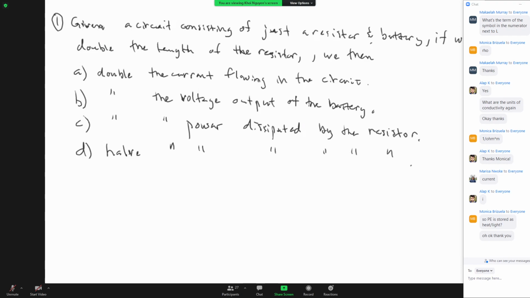So we're given a circuit of just a battery and a resistor. If we double the length of the resistor, we then do which of the following? Double the current flowing in the circuit, double the voltage output of the battery, double the power dissipated by the resistor, or halve the power dissipated by the resistor.